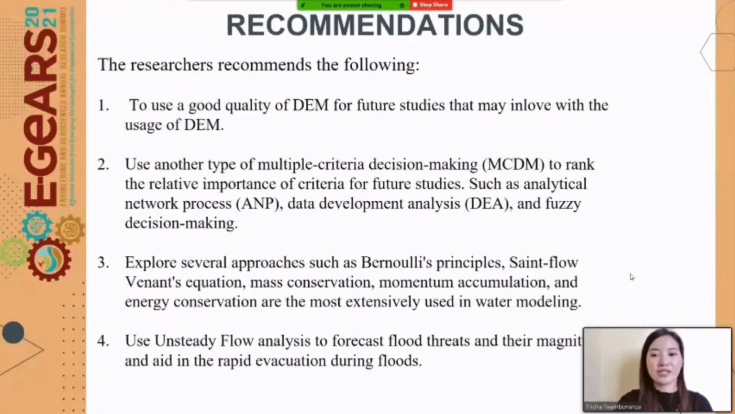Lastly, for the recommendations, number 1, a good quality DEM file generates a more accurate terrain model and maps that are needed in the analysis. Number 2, to use another type of multiple criteria decision making, or MCDM, to rank the relative importance of criteria for future studies, such as analytic network process, data envelopment analysis, and fuzzy decision making.